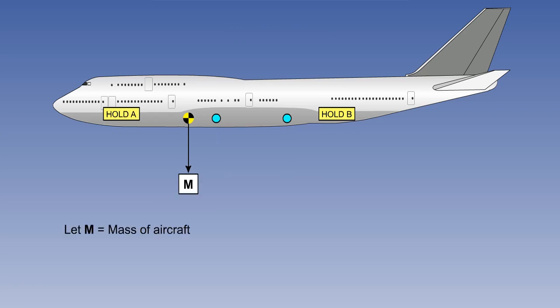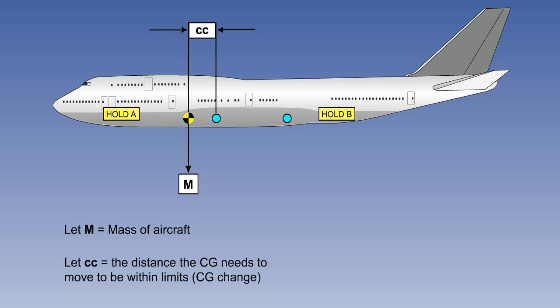We will look at resolving the out-of-limits centre of gravity problem by using a formula for repositioning of load. Firstly, let letter big M represent the mass of the aeroplane. Now, let CC represent the distance the centre of gravity needs to move to come within limits. Let the letter little m represent the mass to be moved. In this case, the mass would have to be moved from the forward hold A to the aft hold B, because the centre of gravity has to move in a rearward direction.